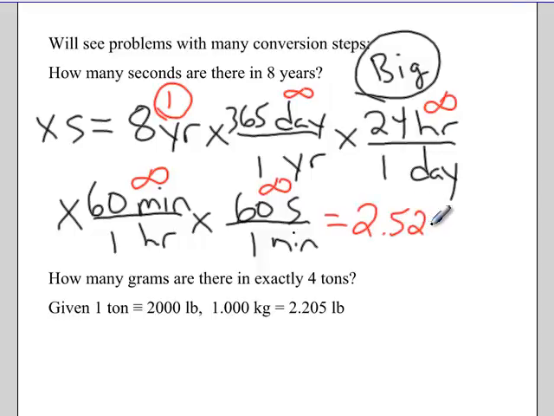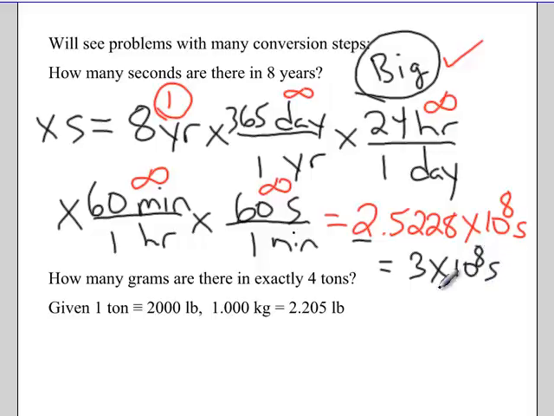The calculator answer, 2.528 times 10 to the 8th seconds, matches what we said it was going to be, a big answer. But to write that with only one sig fig, look to the digit to the right of where we want to round this. That's 5 through 9, so we're going to round that 2 up to a 3. So the correct answer is 3 times 10 to the 8th seconds.